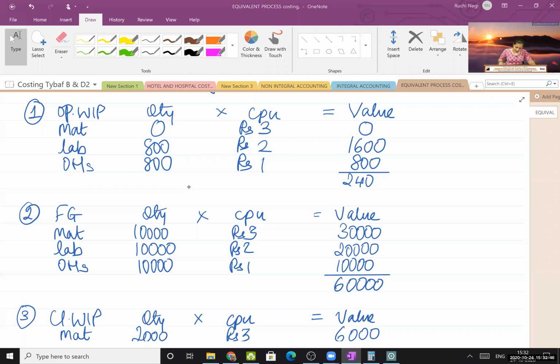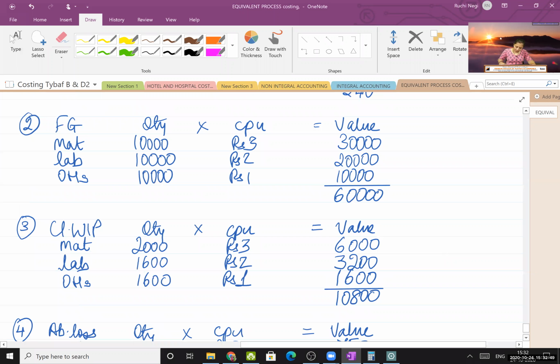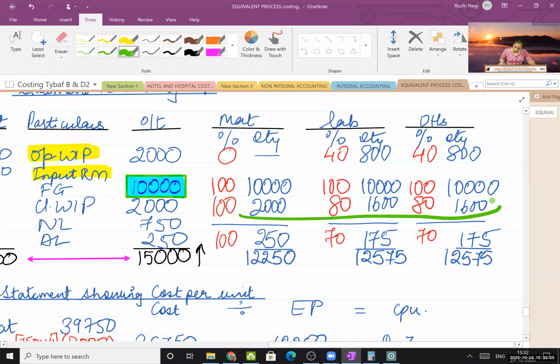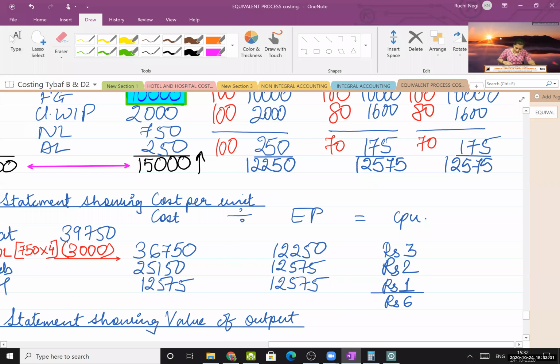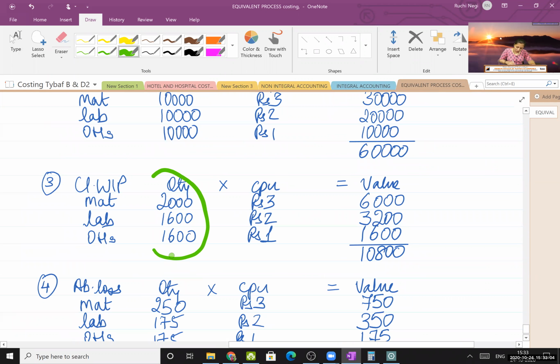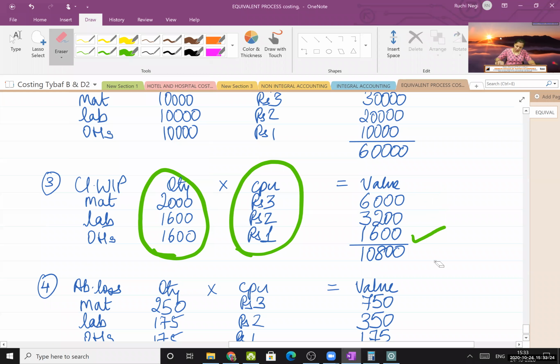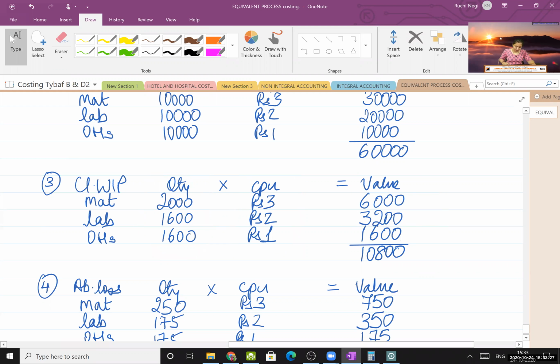Okay. Next, closing WIP. Same, quantity multiplied with rate. So what is the quantity? Check in step 1. So quantity is 2000, 1600 and 1600. Multiplied with the rate: 2000 into 3 is 6000. 1600 into 2 is 3200. 1600 into 1 is 1600. Total 6000 plus 3200 plus 1600 is how much? 10,800.